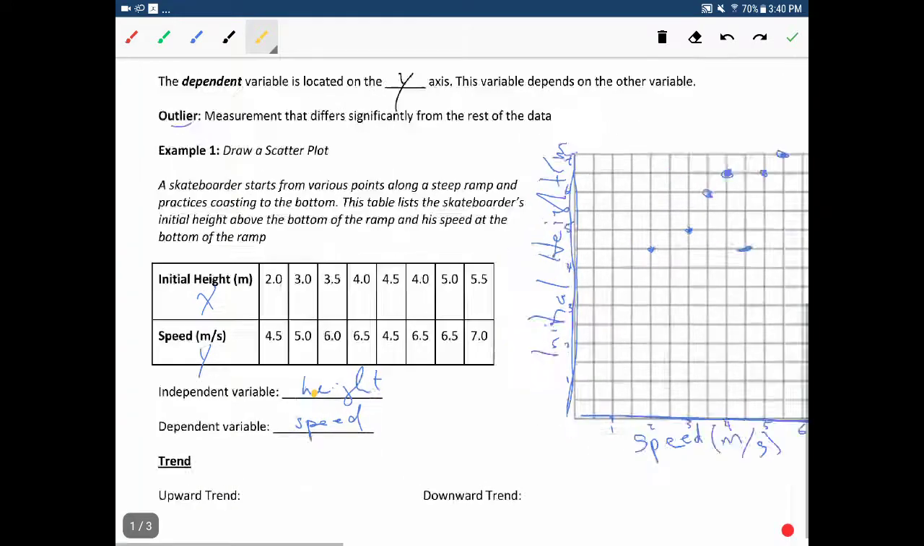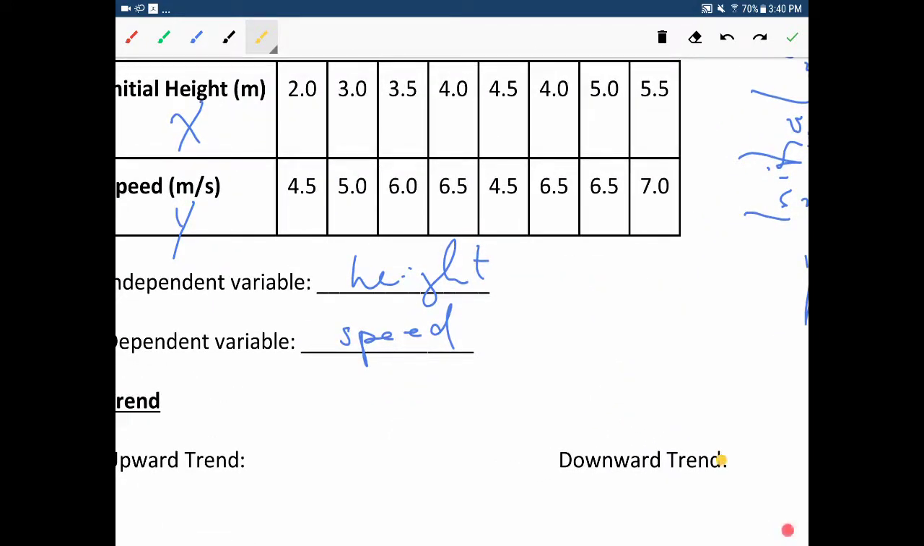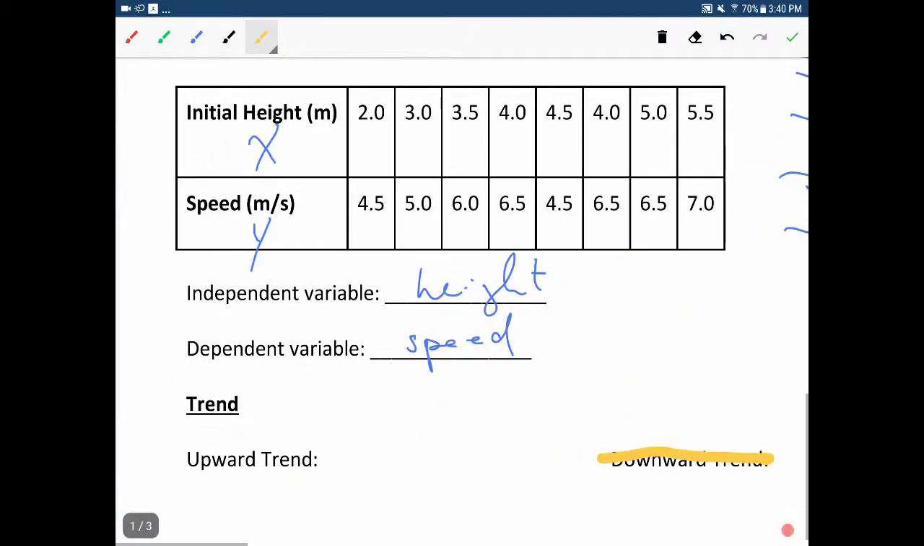The trend here is an upward trend. It's going to be pretty strong too. Strong, with an outlier, we could even say.